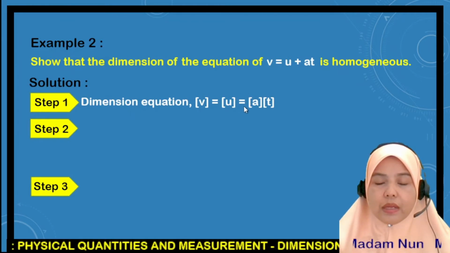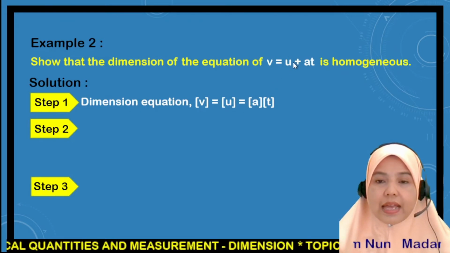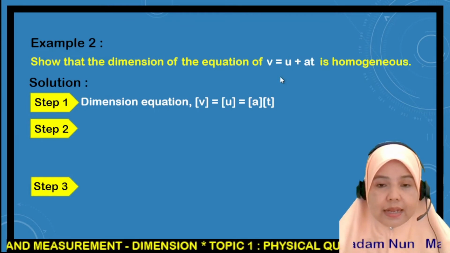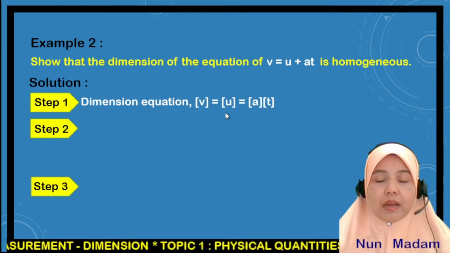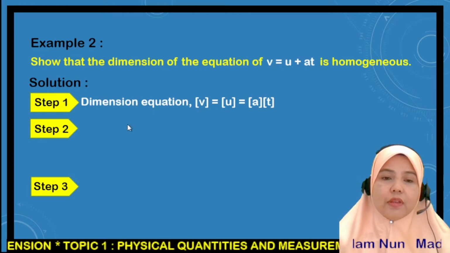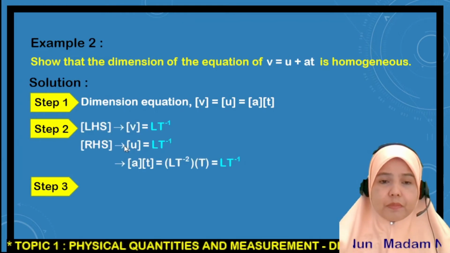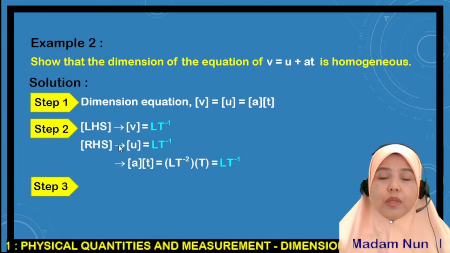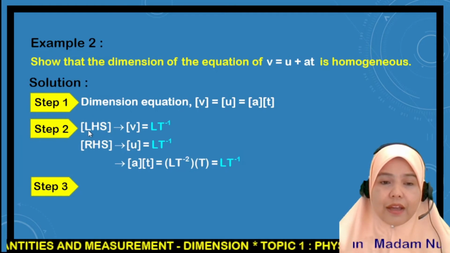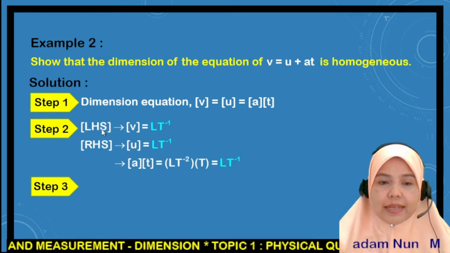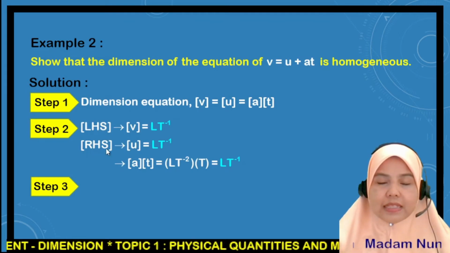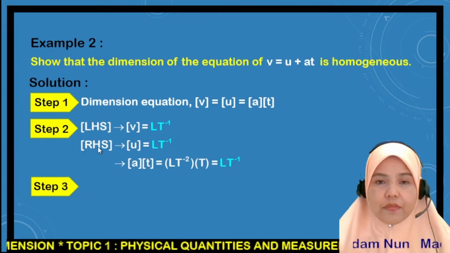So why do we use equal? Because this is an addition operation. Remember, if it is an addition or subtraction operation, the dimension of each term in the equation is equal. After we get the dimension equation, to show the homogeneity, you need to use a technique: this is the symbol for the dimension of the left hand side. LHS represents the left hand side of the equation, and RHS represents the right hand side of the equation.